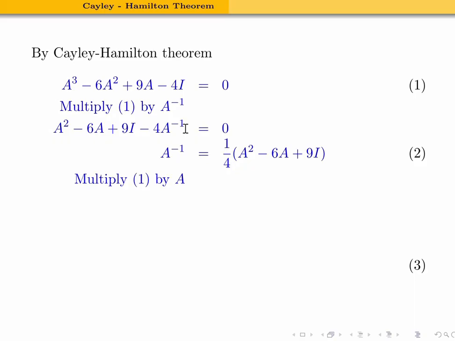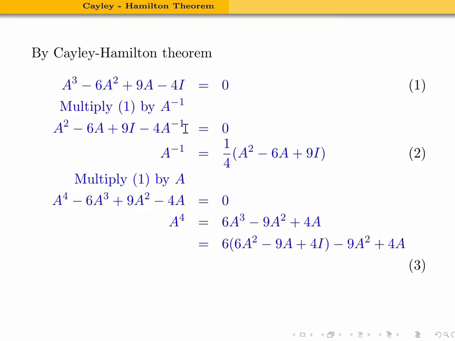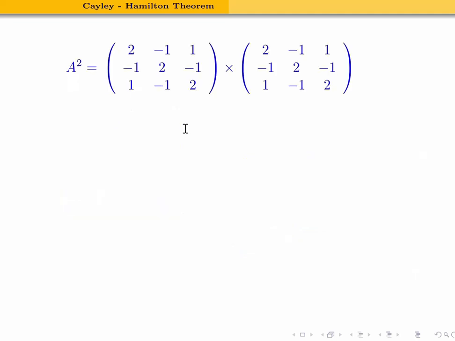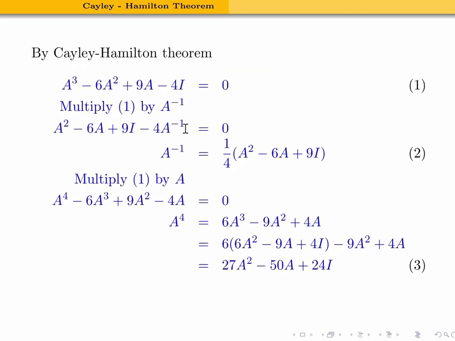Multiply equation 1 by A, so we will get A power 4. So A inverse we got now, next we want to find A power 4. So A power 4 is equal to this, so replace all those things, we will get this. Therefore we need to find only A square.